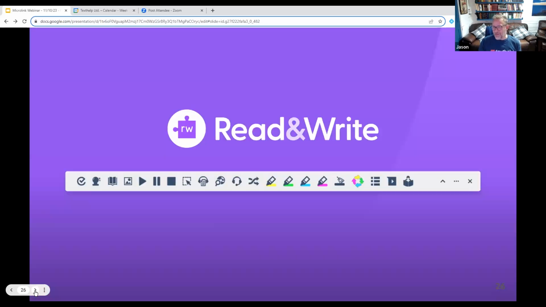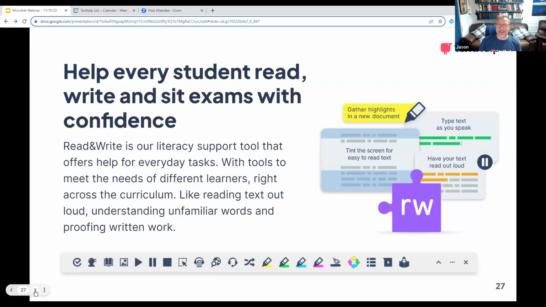So Read and Write, many of you may be familiar with this. It's just a simple, discreet toolbar which sits across the top of the screen, and students can use this in the classroom, they can use it at home, they can use it anywhere where learning happens really. They can use this toolbar to support them. So what we want to do with Read and Write is help every student read, write and sit exams with confidence. So this is a literacy support toolbar which they can use across the whole curriculum.